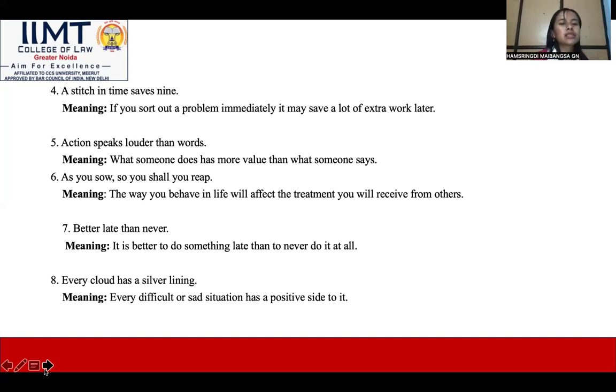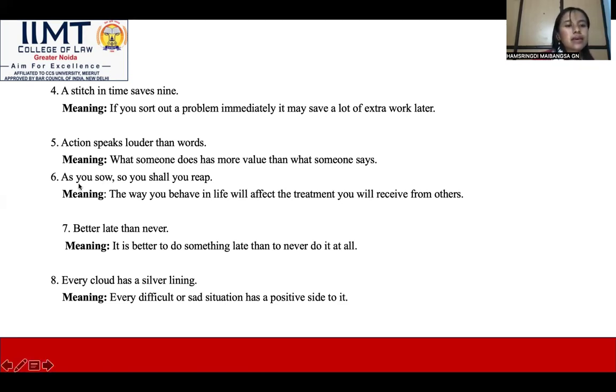The next one is action speaks louder than words. What someone does has more value than what someone says. It means someone's action has more value than what someone says, because sometimes what happens is we say we'll do something, but we end up not doing it, and it means nothing. But when we actually end up doing it, it has more value.